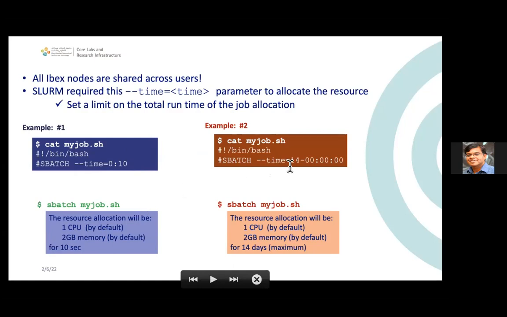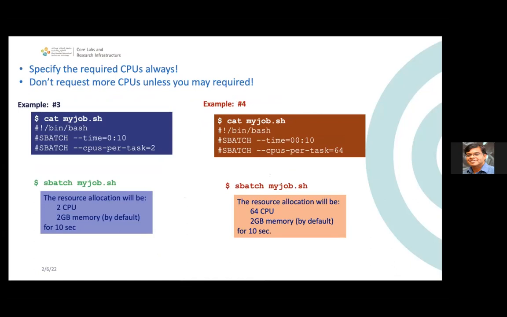On the other hand, if you are allocating a 14-day reservation with a similar set of resources, the allocation actually takes more time, because your wall clock time is so high. So in order to reduce the waiting time, better use only your required resources. Say, for example, if my requirement is for a very limited number of resources, only that number of resources needs to be specified in your job script file. Don't request more resources unless you are actually going to use them.